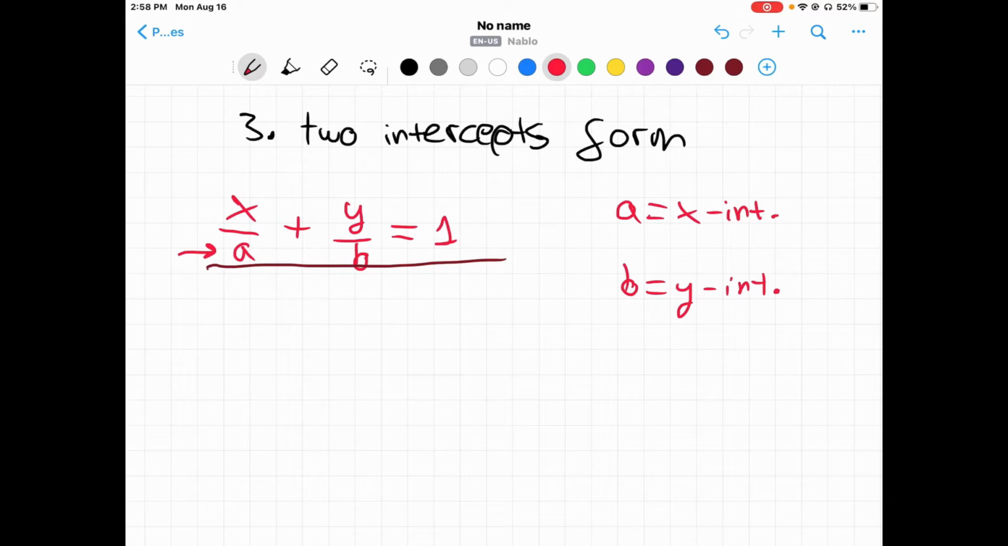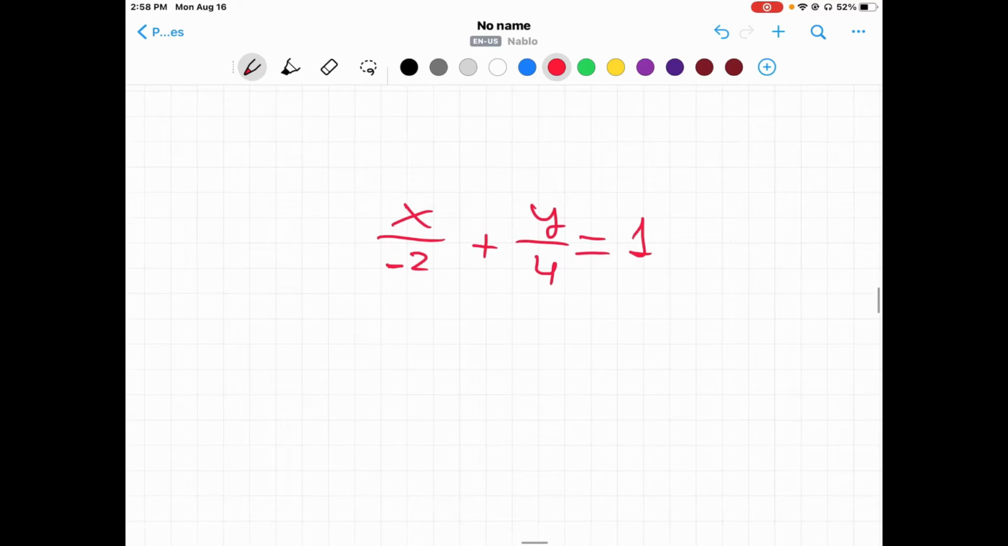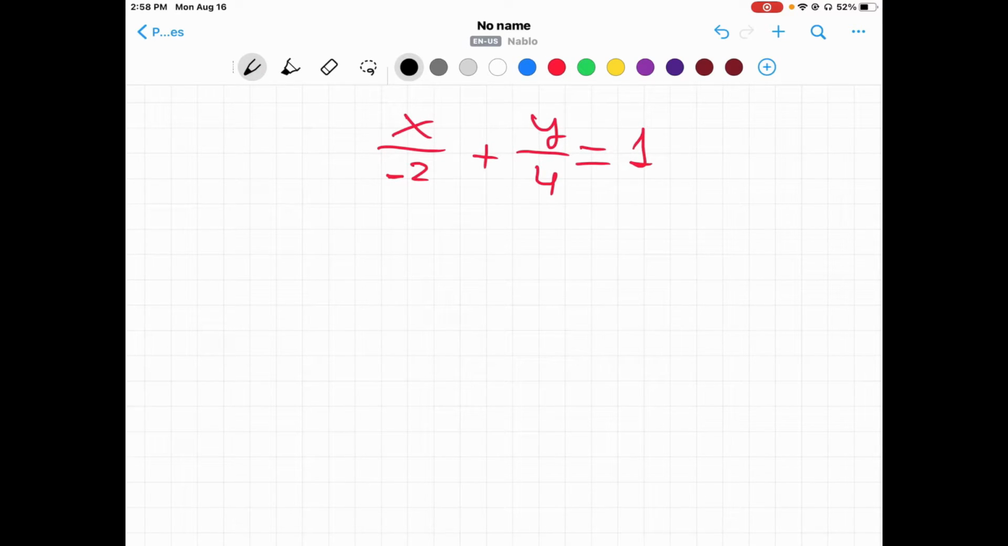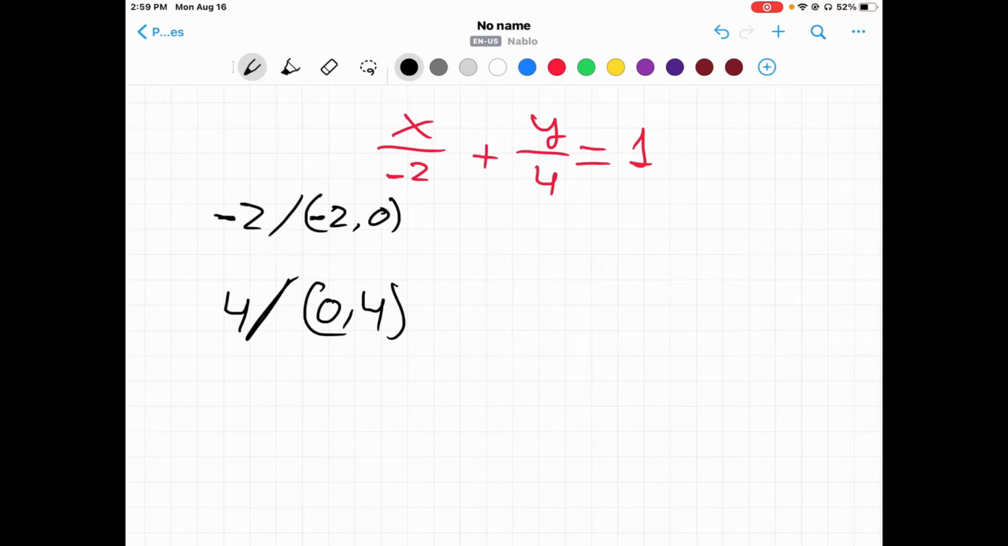And the y-intercept would be what the y is being divided by as well. So b in this case. Let's take a look at this example. x divided by negative 2, plus y divided by 4 equals 1. Now in this case, the x-intercept would be at negative 2, 0. And the y-intercept would be at 0, 4.